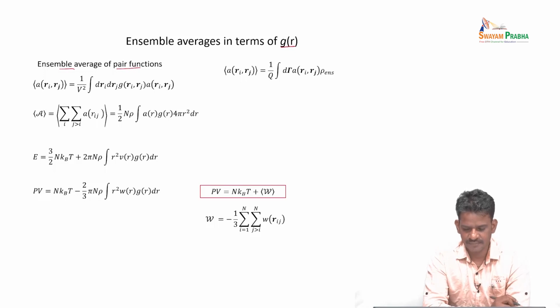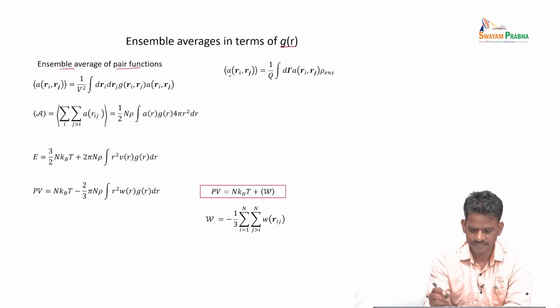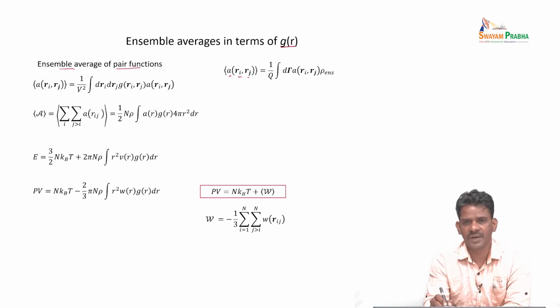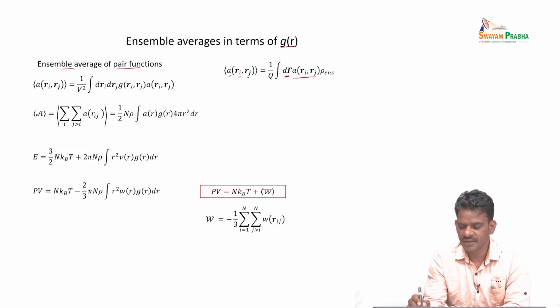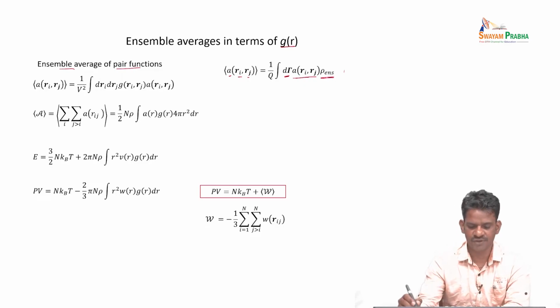You may recollect, if I have a property A, a function of two particles or pair distances, our usual way of writing the ensemble average is 1 by Q, which is the partition function, times the integral over the configurational space of the property A weighted by the respective ensemble distribution function. This is our usual way of writing it.